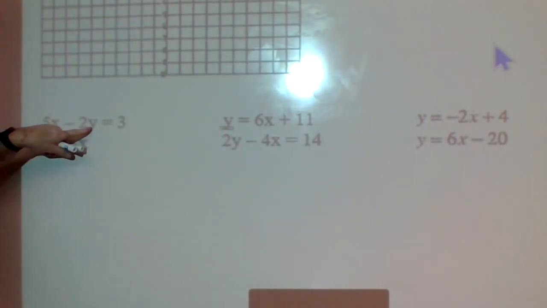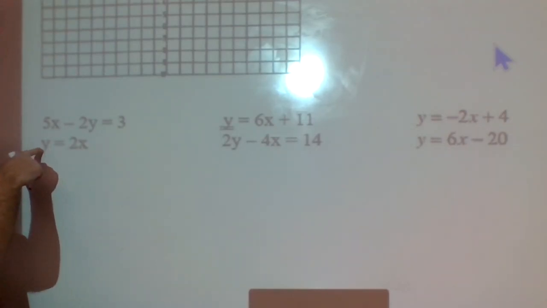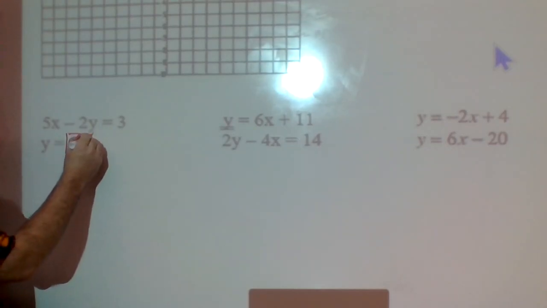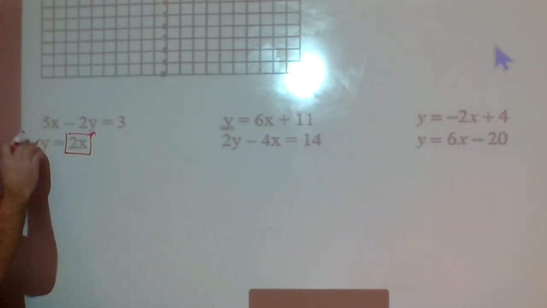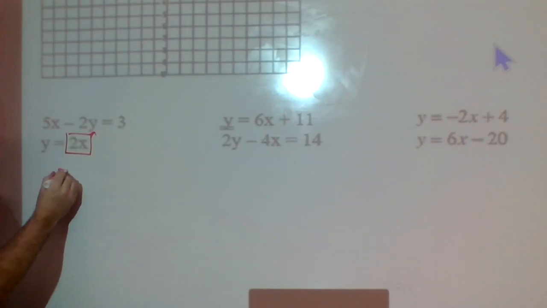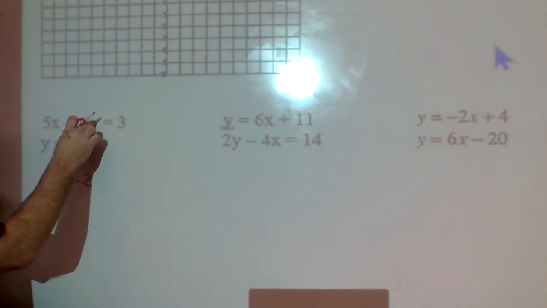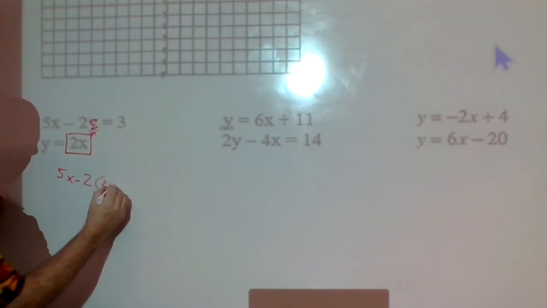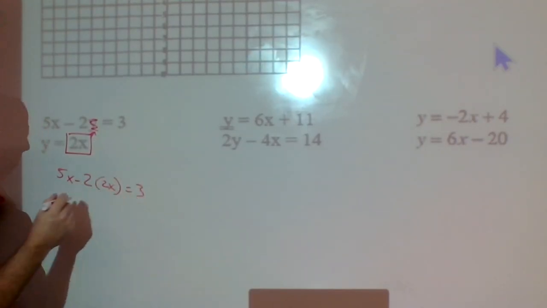All right, 5x minus 2y equals 3, and y equals 2x. So we know what y equals. We take what y equals, box it up, and plug it in for y. Everything else in this line stays the same except for y. So 5x minus 2 stays the same. The new thing is y is coming out of the game, and 2x is going in. So it's 2 times 2x equals 3.